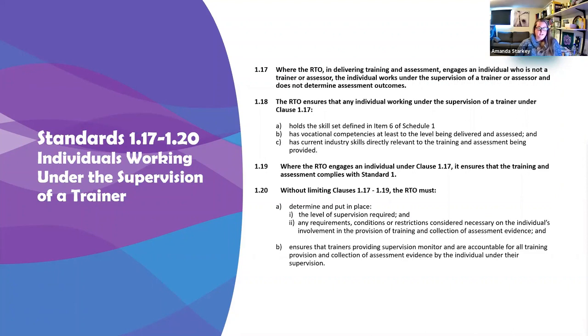supervision required and any requirements, conditions, or restrictions considered necessary on the individual's involvement in the provision of training and collection of assessment evidence. And B, ensures the trainers providing the supervision monitor and are accountable for all training provision and collection of assessment evidence by the individual under their supervision.